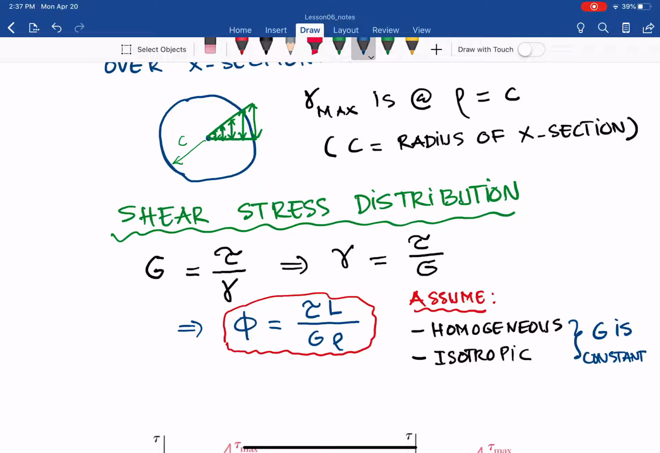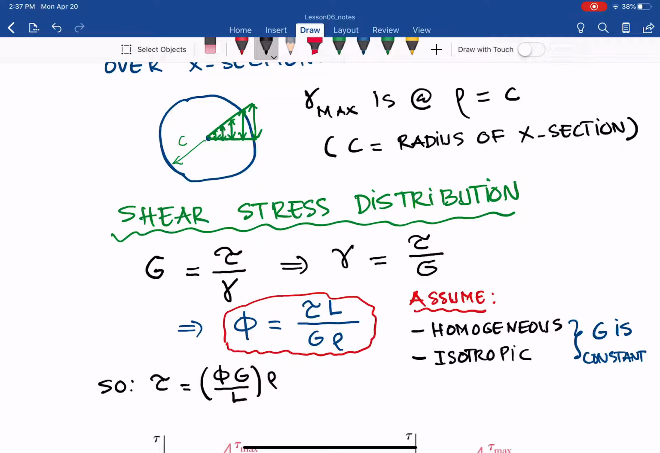So with that, what will we have in terms of the shear distribution? We plug in there. From that equation, we can have tau. I move G and rho up and divide by L. So what we have is phi G over L times rho from that equation there. So we have that equation.